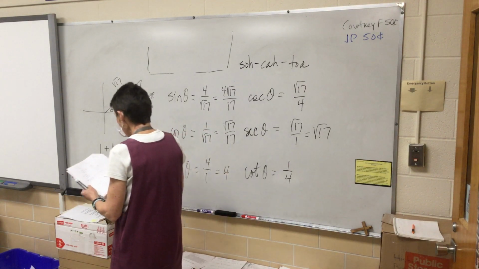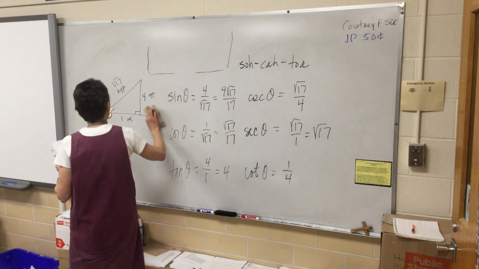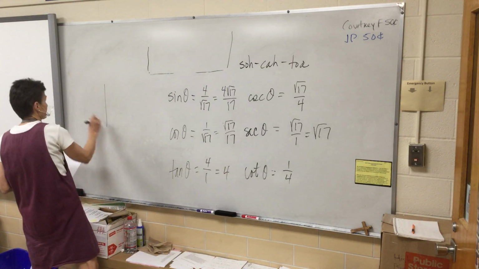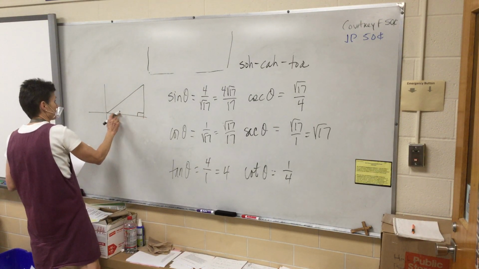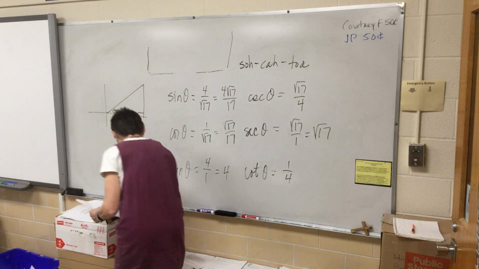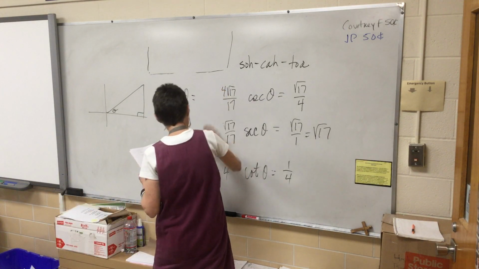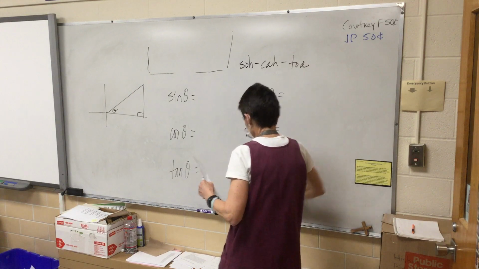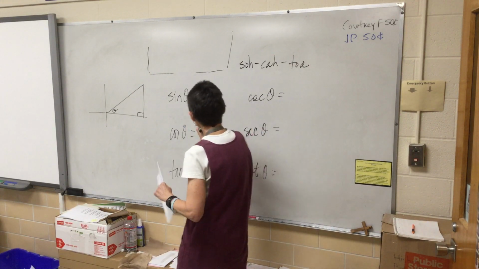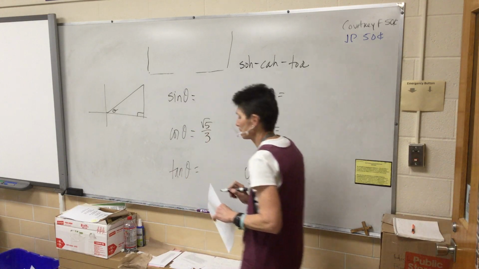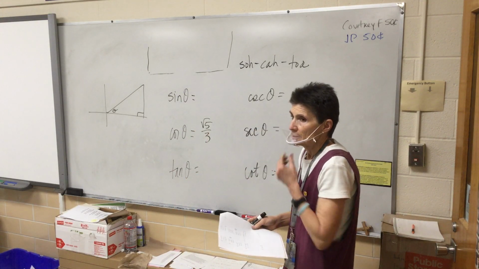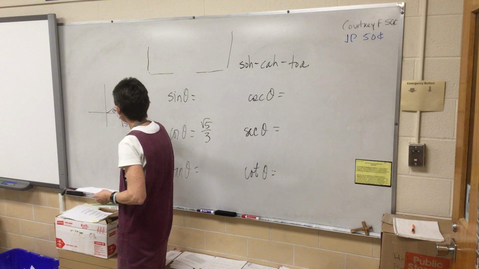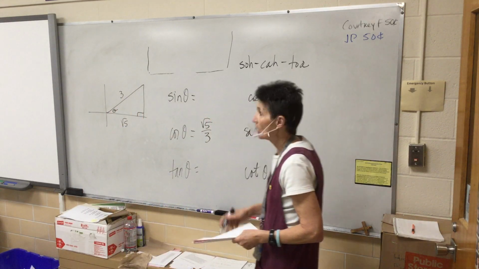Okay, now, it looks like the next one is exactly the same kind of problem. I didn't draw the triangle for you this time, so you're going to have to draw your own triangle. And also, the given this time, which is the cosine, already has a radical in it. So the cosine is root 5 over 3. So the adjacent is root 5, and the hypotenuse is 3. SOH CAH TOA.